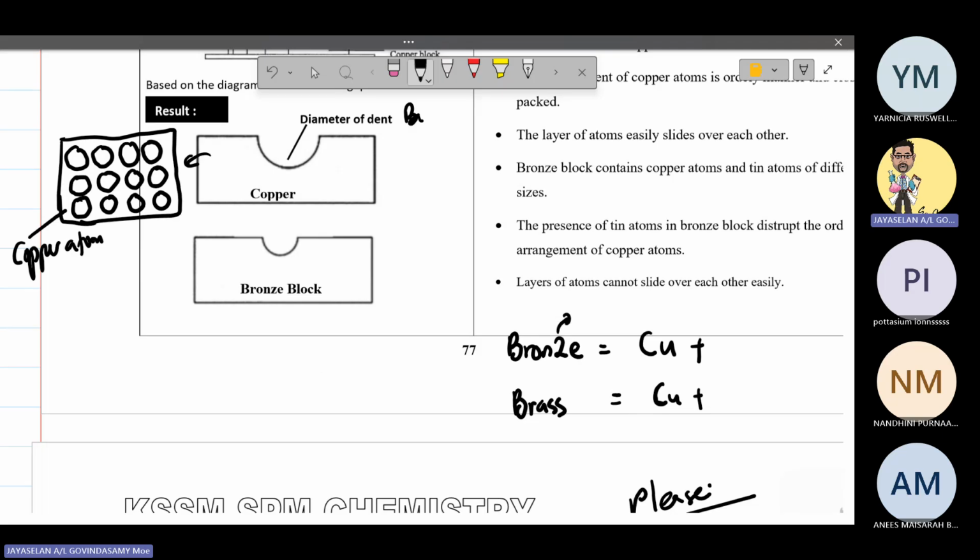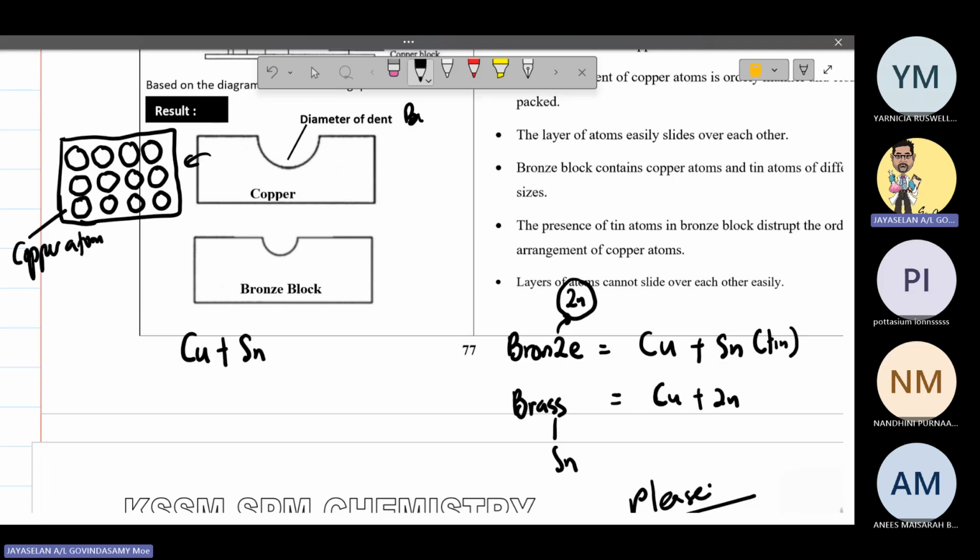Nampak Z. Ambil ZN. Bawa turun bawah. Switch the place. Nampak S. Okay, SN. Letak atas. Tin. This is dalam bahasa Melayu sternum. In English, we call what? Tin. So, your bronze is made up of copper plus SN, tin.